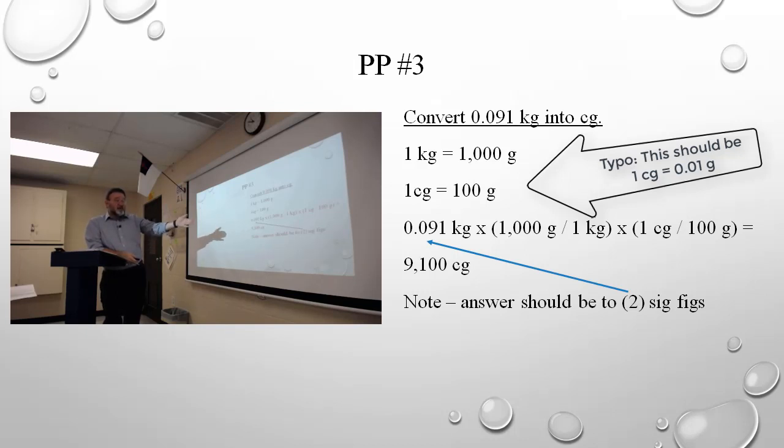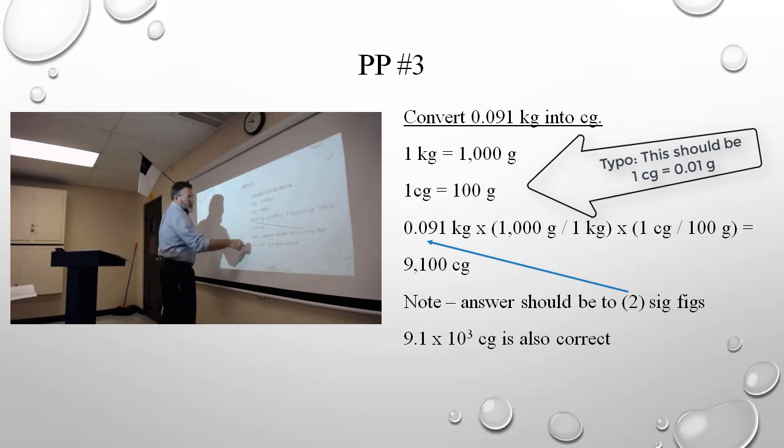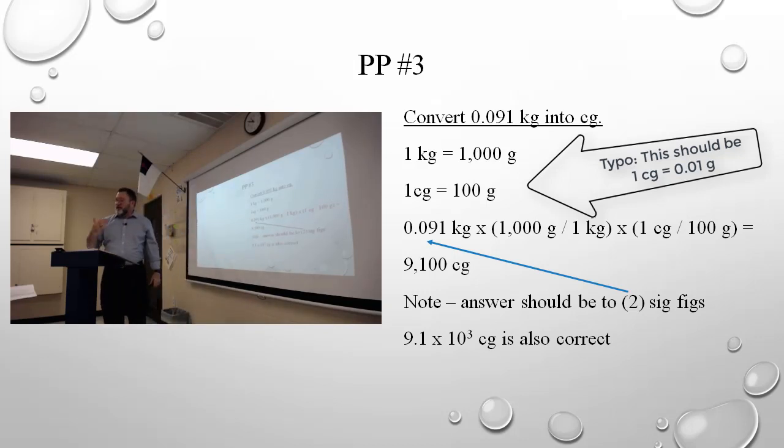Yes, it would be right, because it's 2 sig figs and 9,100 centigrams is 2 sig figs. Right? I don't have to put it in scientific notation. Now I could put it as 9.1 times 10 to the third centigrams. But if I do that, I can't put 9.100 because that would be too many sig figs. It can only have 2 sig figs, so it has to be 9.1.